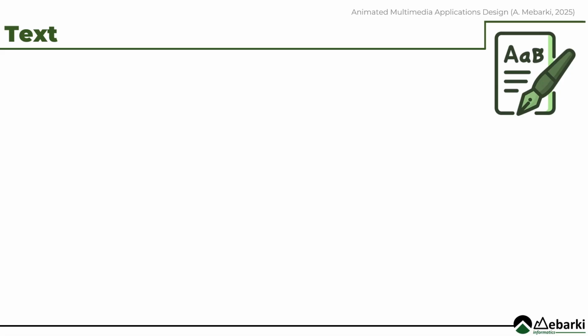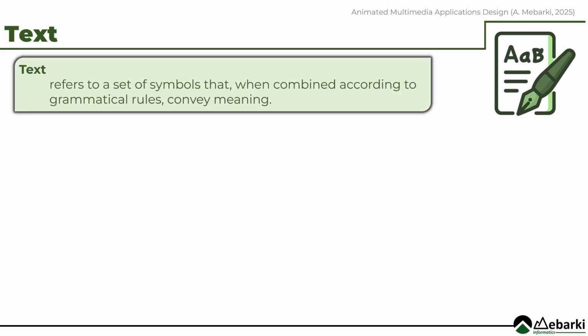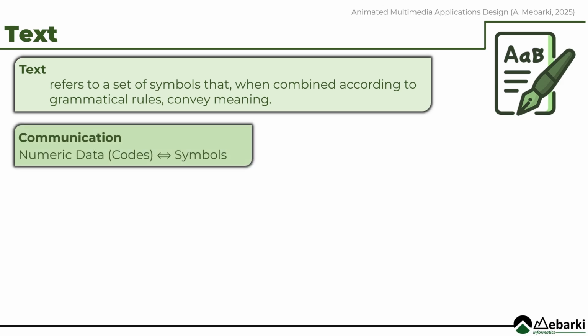Let's begin with the first medium in the visual modality, text. Text is a collection of symbols which, when arranged according to grammatical rules, convey meaning. Interaction through text is straightforward. Numeric data or codes are mapped to symbols, and symbols are interpreted as information.